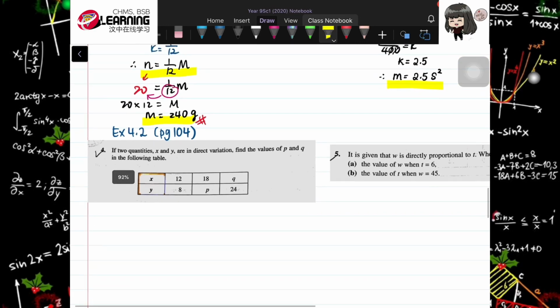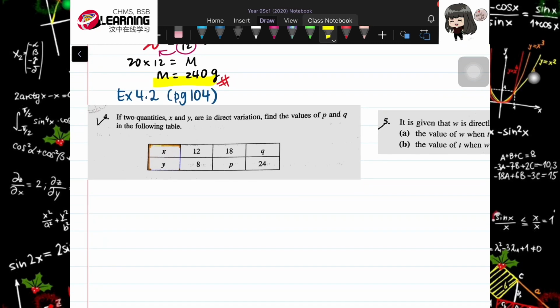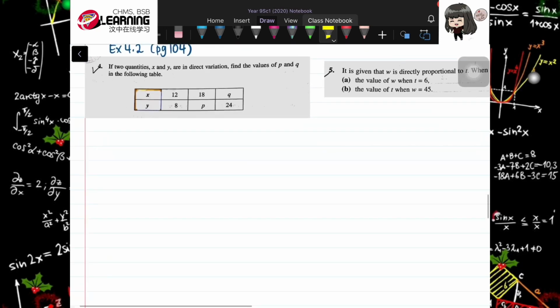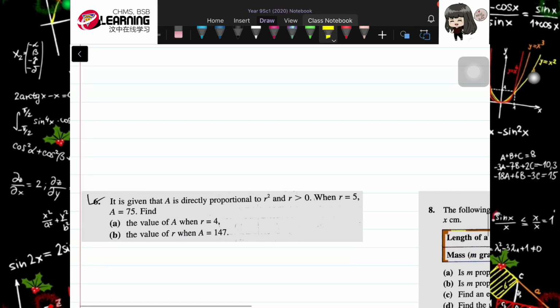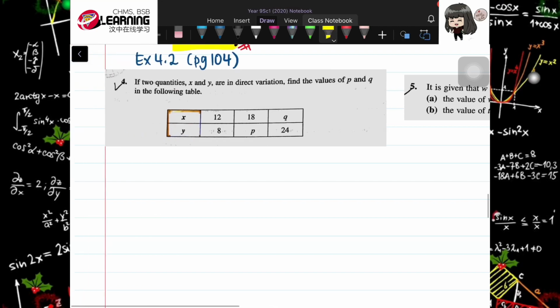Let's look at exercise 4.2, page 104. I'm going to teach you number 4. I'll teach you question number 4 and number 6 and 8. Number 5, you're going to do it at home by yourself. Okay, let's look at number 4.